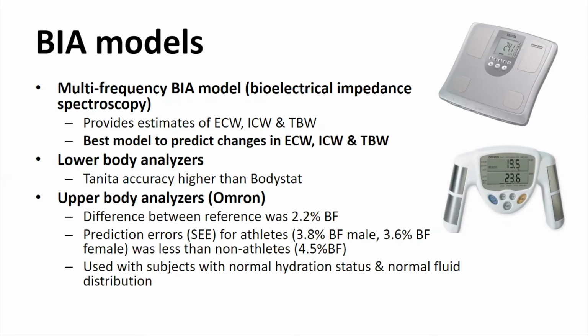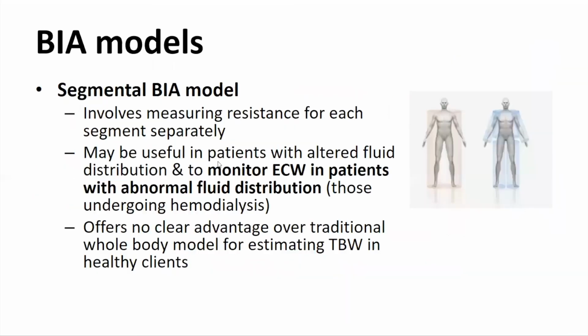I found that the Omron is a pretty accurate method of measuring percentage of body fat, and it's relatively inexpensive. I believe you can find it online for $50. So this is a really good option if you want to measure percentage of body fat in the field, is using this Omron.